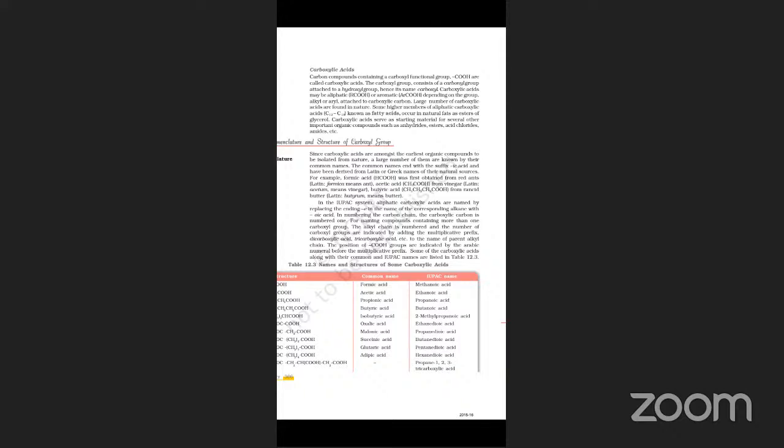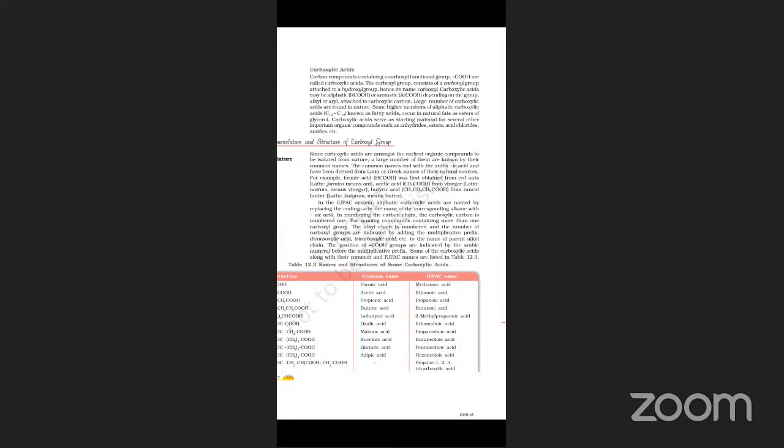Generally, a large number of carboxylic acids are found in nature. Some higher aliphatic carboxylic acids are known as fatty acids, that is stearic acid and palmitic acid, which we have seen in your tenth class syllabus, in the soap preparation process. They occur naturally as esters of glycerol. Carboxylic acids serve as starting material for several other important organic compounds such as anhydrides and esters.